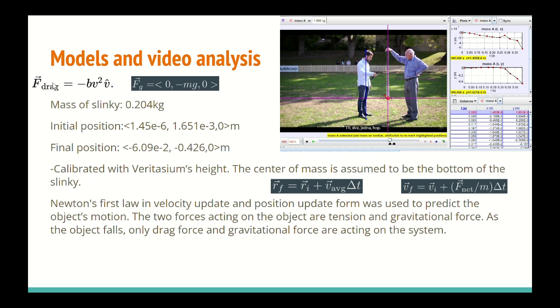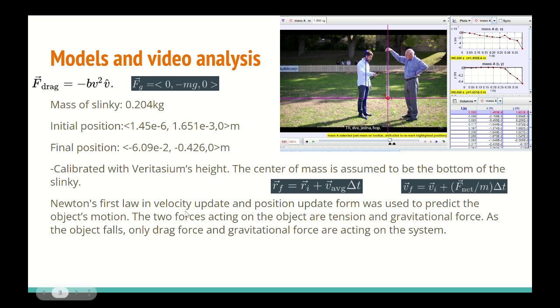We have a few initial conditions, including the mass of our slinky, 0.204 kilograms, and our initial position, mainly focusing on the y-axis, to be somewhere close to 0, and then negative 0.426 meters. I chose the origin to be the bottom of the slinky, and the measurements were calibrated with the height of this man.